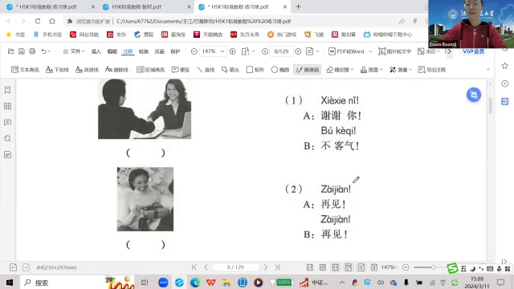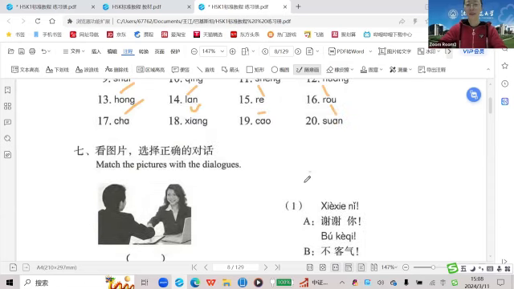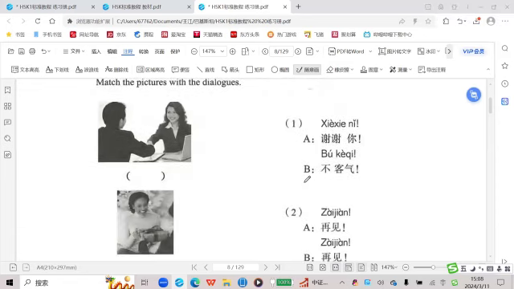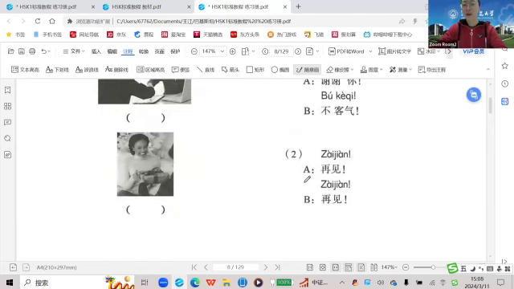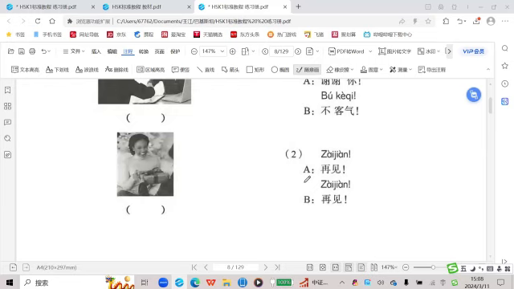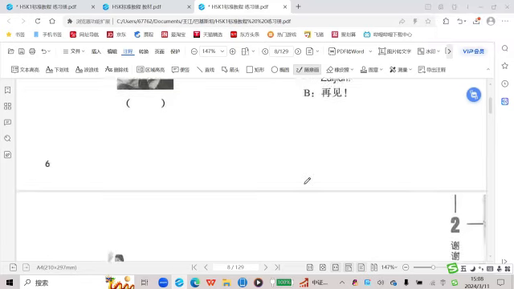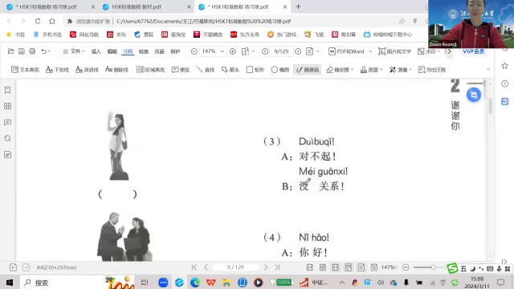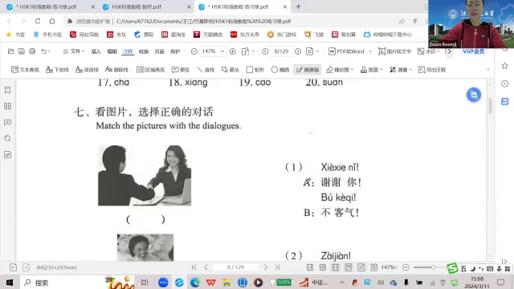Okay? And how to say goodbye in Chinese? 再见，再见。Okay. And I'm sorry, how to say it in Chinese? 对不起，对不起。That's okay. It doesn't matter. 没关系，没关系。Okay. So that is the text we have learned in lesson 1 and lesson 2. You should memorize that. Okay.